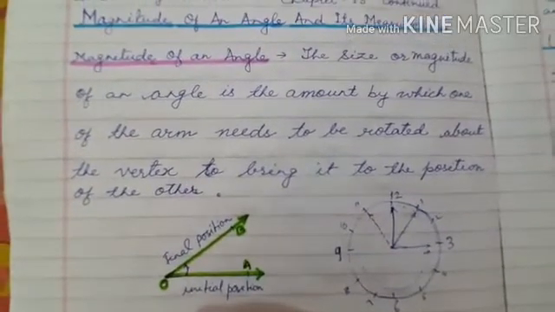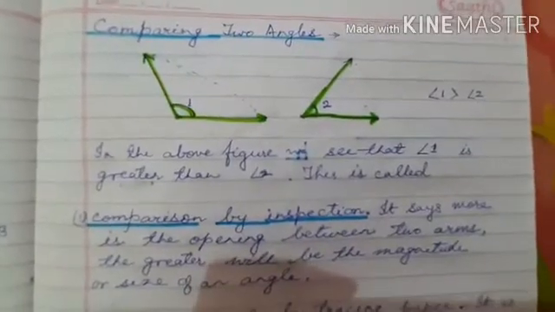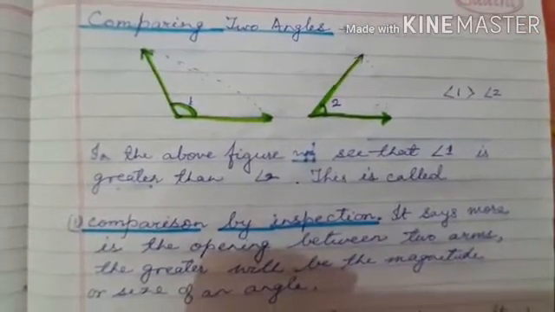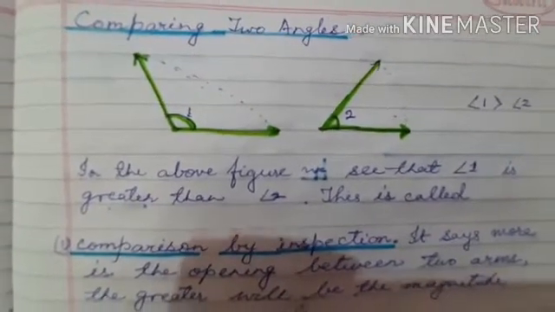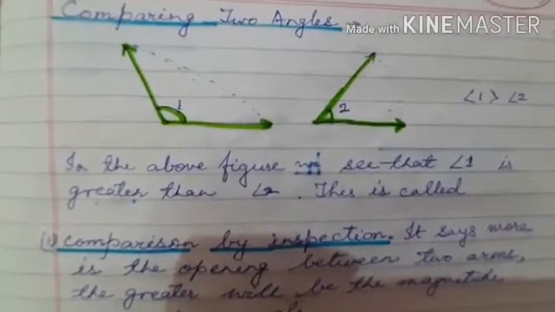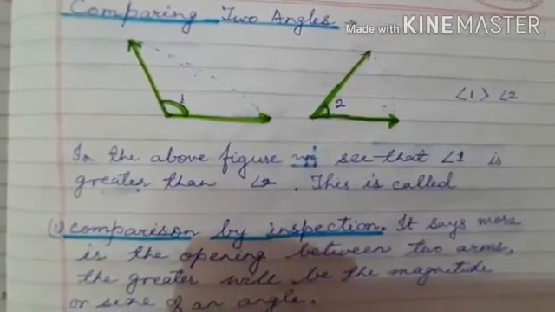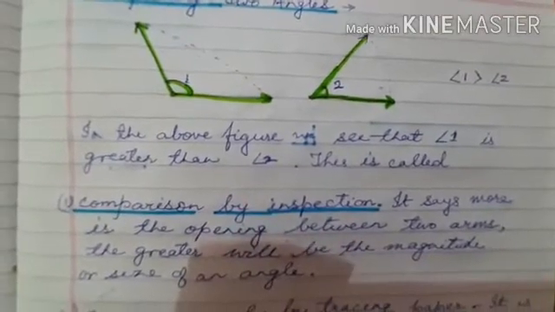Now next topic, that is comparing two angles. How do we compare two angles? By inspection. That means we see and observe which angle is greater and which is smaller. Here two angles are given, angle 1 and angle 2. You can see and observe that angle 1 is greater than angle 2 in the above figure. So this is called comparison by inspection.